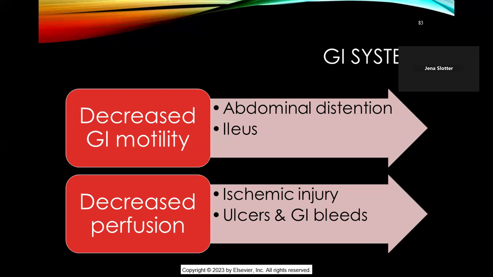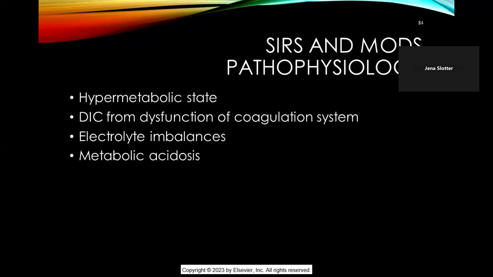As far as the GI system, you've got your decreased motility, which is going to lead to distension and ileus, and then you've got your decreased perfusion, which is leading to the ischemia and then the ulcers and the GI bleeds. We do have to be worried about the DIC that can happen from the dysfunction of the coagulation system. That's when you may have clotting and bleeding issues at the same time.